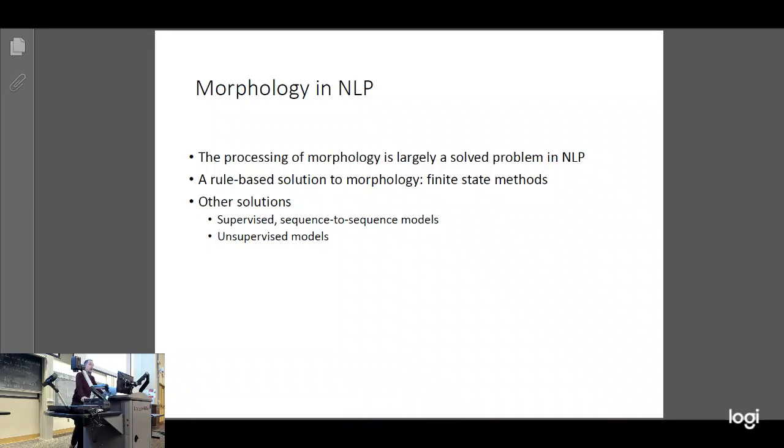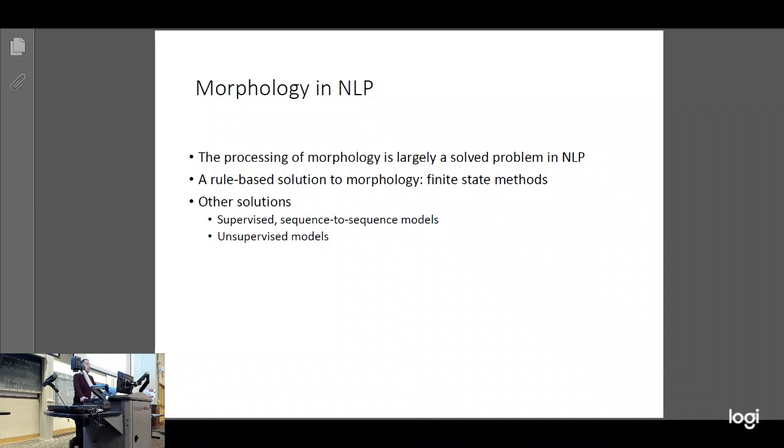So morphology is largely a solved problem in NLP. Although people are still working on it, there are good solutions to morphology. And one of these is a rule-based solution based on finite state methods. It's been very well worked out, and that is often applied still to lower resource languages.